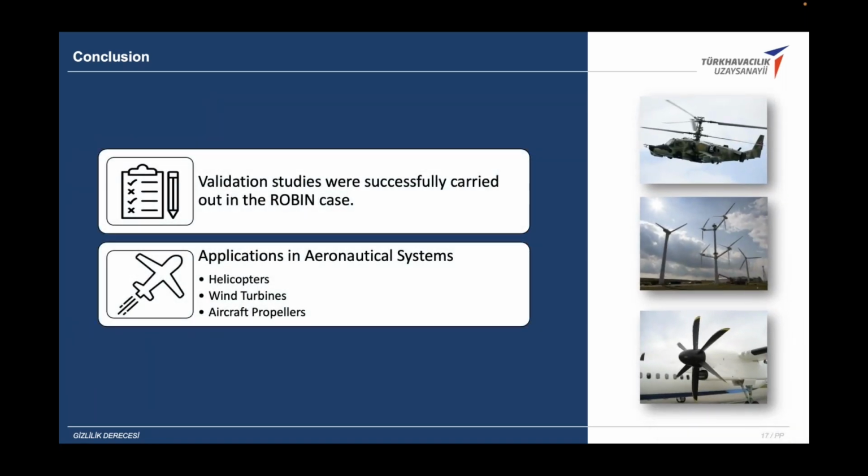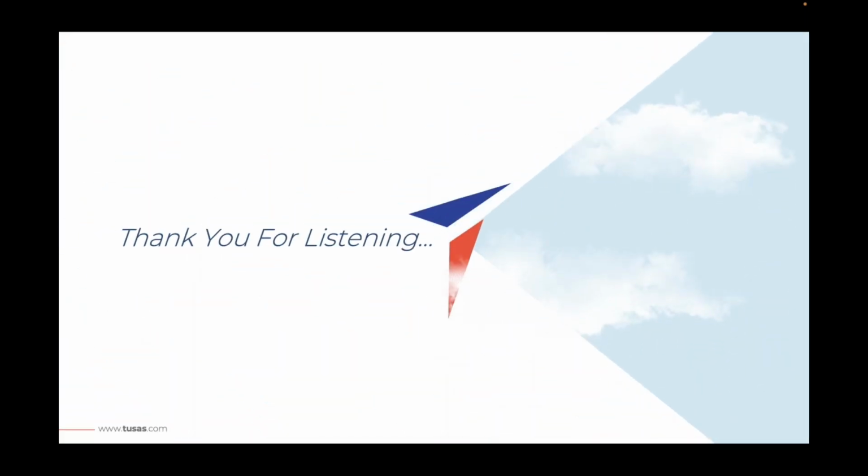And validation studies were successfully carried out on the Robin case. This actuator disk method, BAM method, can be used in different fields such as helicopters, wind turbines, aircraft propellers, distributed propulsion, and also we are using this method in our company's aircraft, and the results are really reliable. So I hope everything is clear. Thanks for listening. Now I can take questions if there are any.